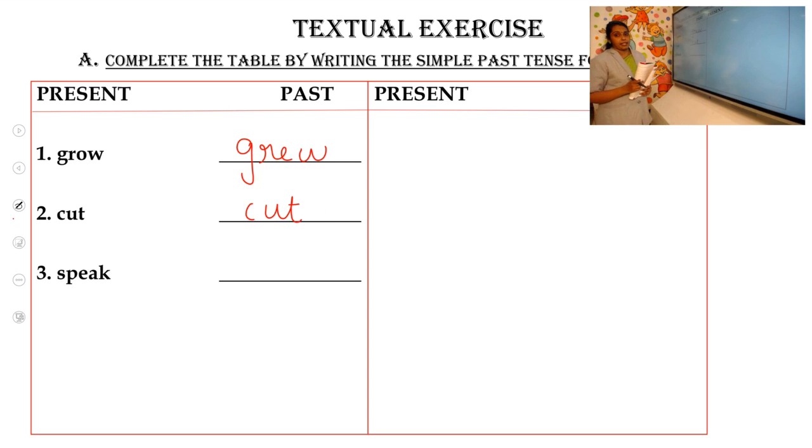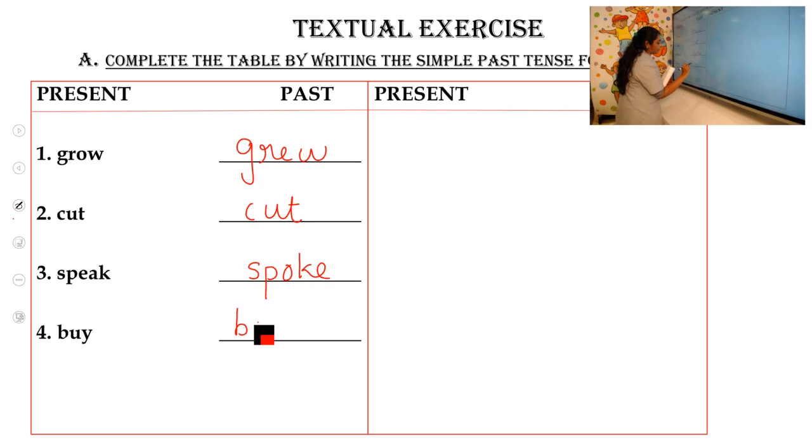The third one, speak. Speak is present tense, so we will write the past tense of this verb. That is spoke. I know most of you learned all these words in previous year also. Along with the reader part, we used to give you some past tense words also. So in those words you may have learned all these words. The past tense of speak is spoke. Fourth verb, buy. The past tense of buy is bought.